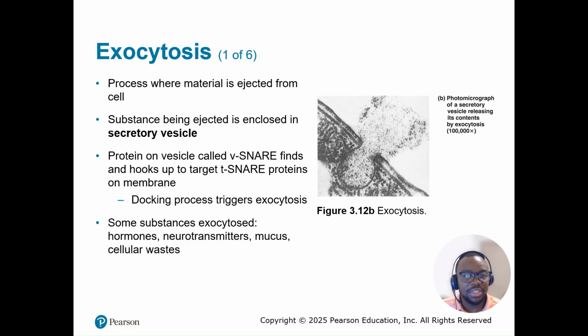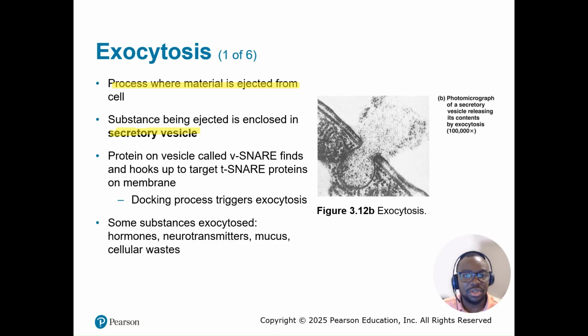The second type of vesicular transport is exocytosis. Exocytosis is a process of ejecting material from the cell. The substances being ejected are usually packaged in secretory vesicles.